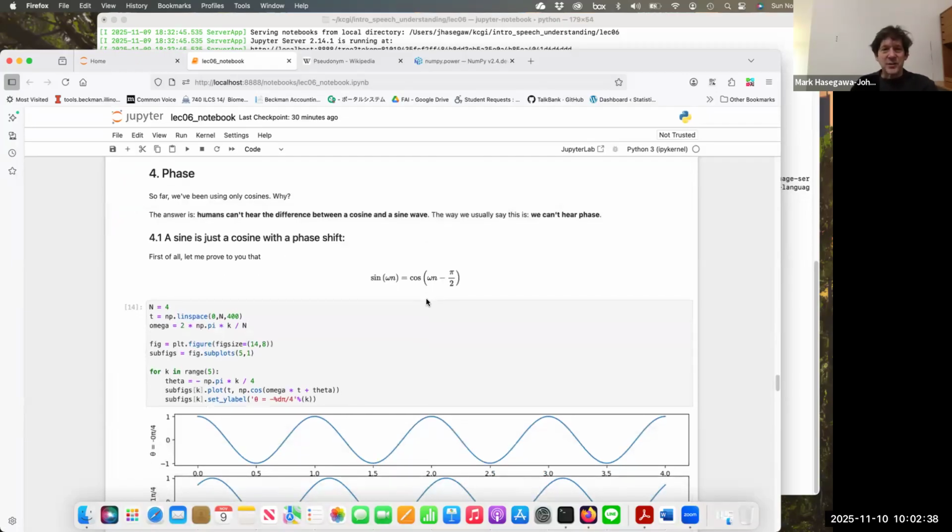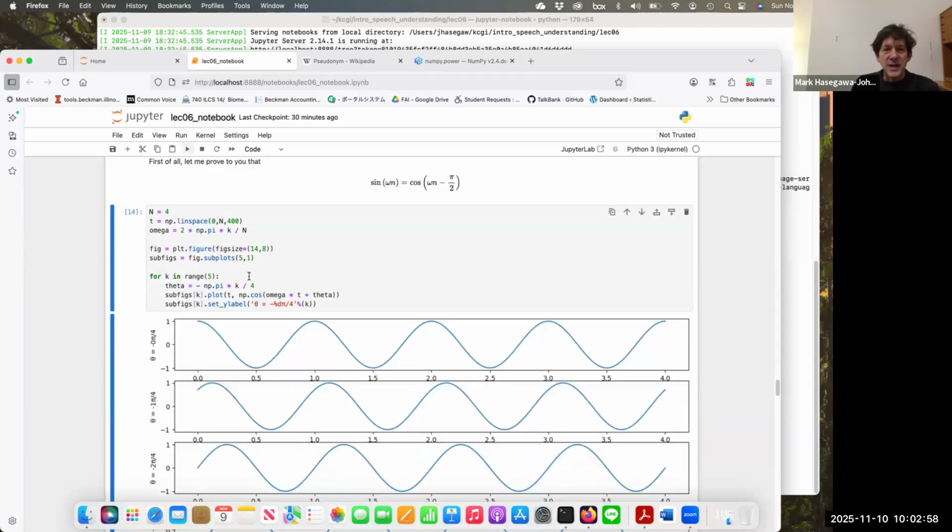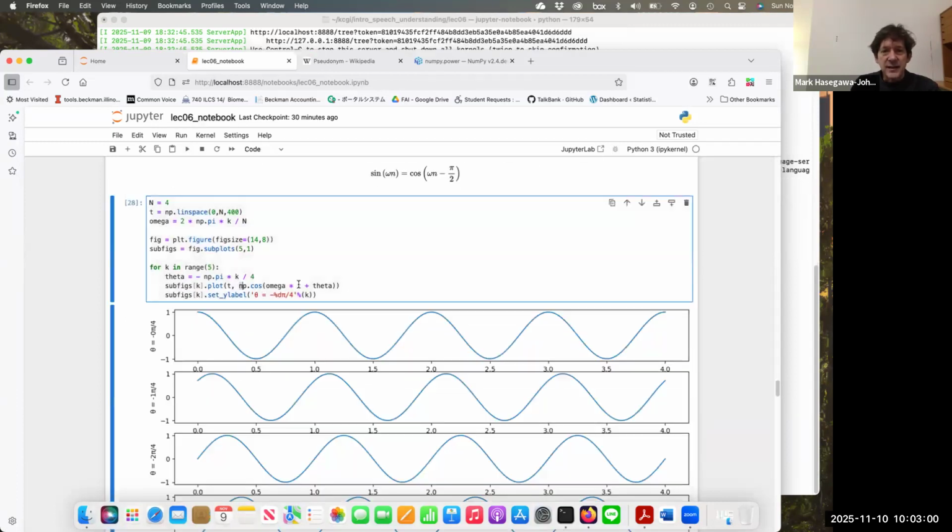Now, finally, the last bit of the lecture, I want to talk about what happens when you use a sine wave. And the reason that I'm using cosines is that if you use a sine wave, it sounds exactly the same to a human, right? And the reason is that a cosine is just a sine wave shifted in time. So if I generate a series of cosines and sine waves, I'm just going to take the cosine and shift it by theta, where theta will be in the range minus pi over 4, minus 2 pi over 4, minus 3 pi over 4.